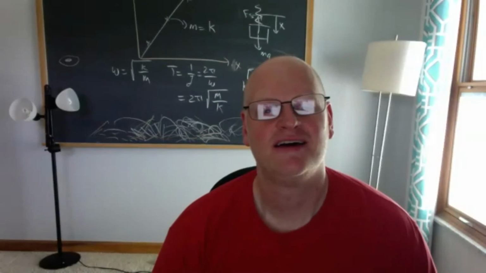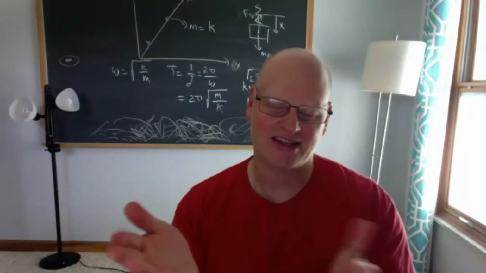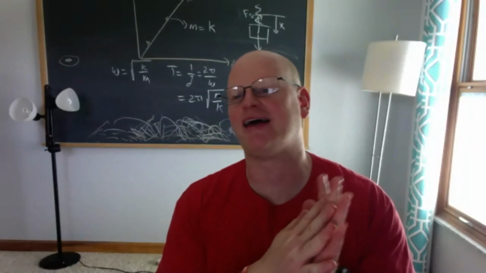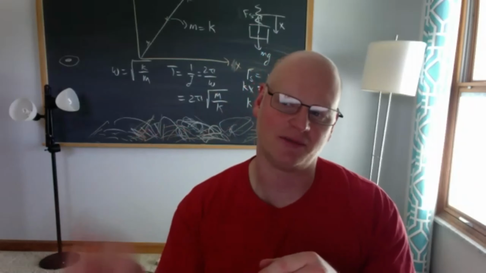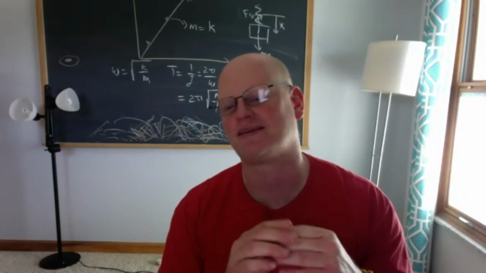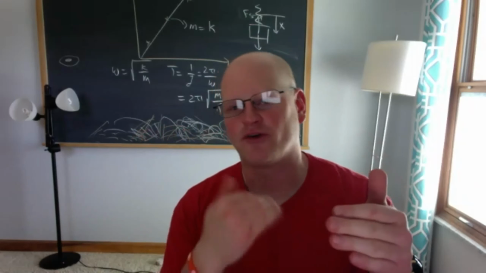So the K only shows up in your other one because it had a spring constant. Remember, we got it by saying that K times X was equal to MA, so we divided both sides by M, so we got K over M times X was equal to A, so that meant that the angular frequency was the square root of K over M.